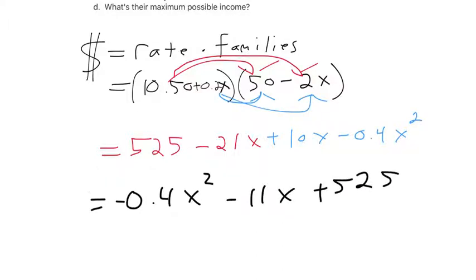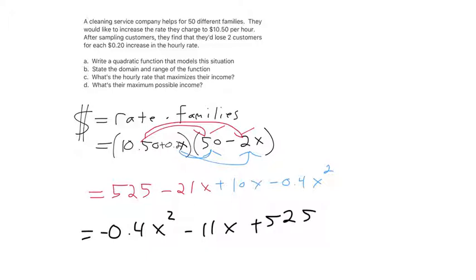So that's part A. Part B wants us to state the domain and the range of the function. So the domain is all the values you can plug into the function. And in this function, x represents the number of times we increase the price. So we're pretty much free to increase or decrease the price however much we want, except we don't want to start having negative families. We could have at most 0 families. So that means x equals 25 is like a peak. We can't have x go past 25.